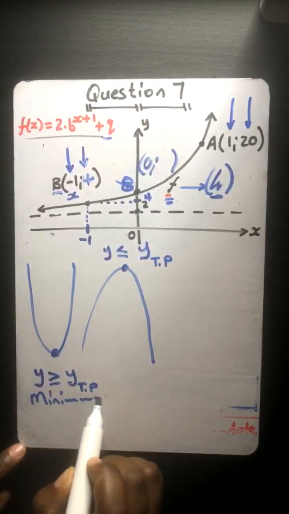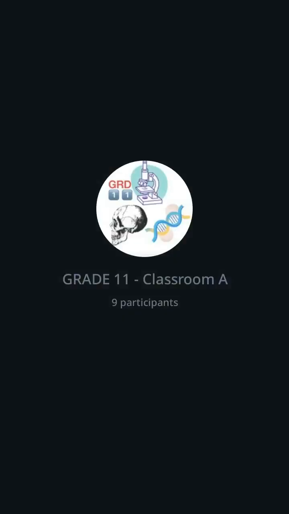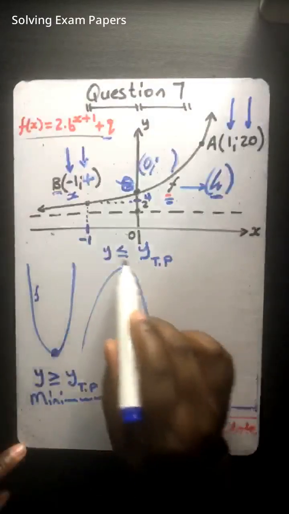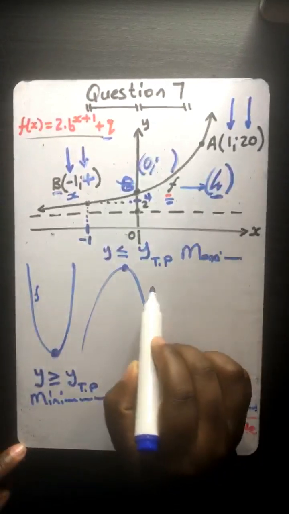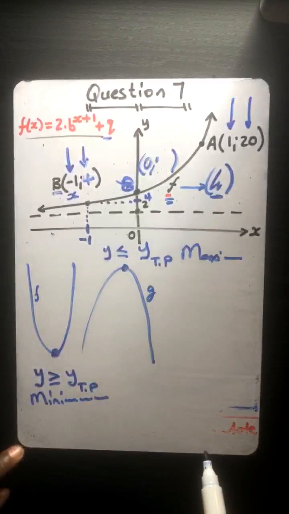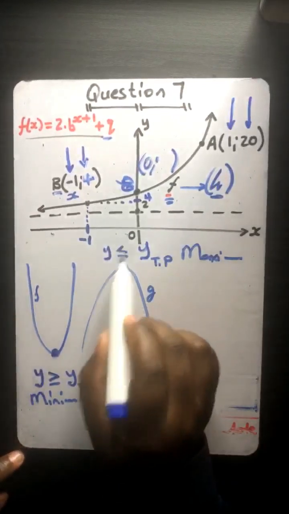Sometimes they can say, what is the minimum of f? Sometimes they can say, this one is called the maximum. And then they can say, what is the maximum of g? So can you see, this is where you use less or greater.